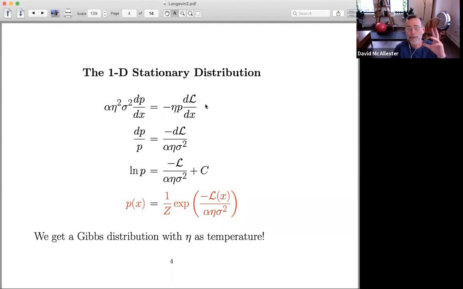So we're solving now for a stationary distribution where the two flows are equal. So I just write this differential equation, the dx cancels. I move this p over here and this over here. And now I've got dp over p, and I integrate this. dp over p integrates to log p. This just integrates to minus the loss plus some constant. And I can exponentiate both sides, and voila, I get the Gibbs distribution. In one dimension, we get the Gibbs distribution.